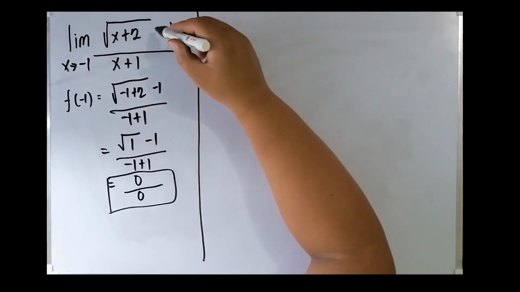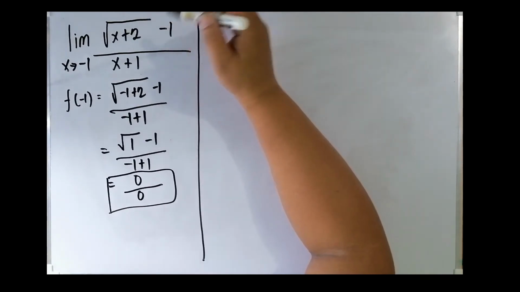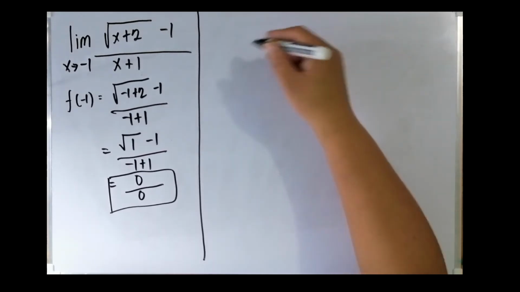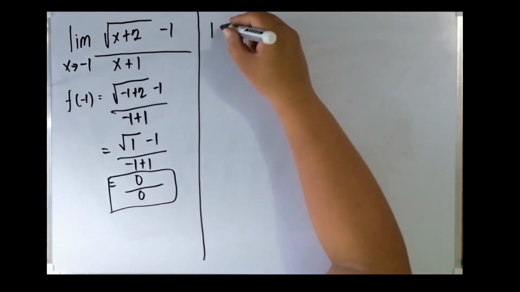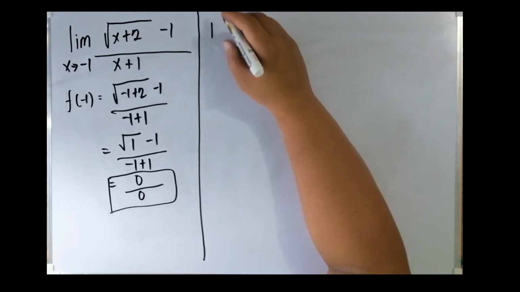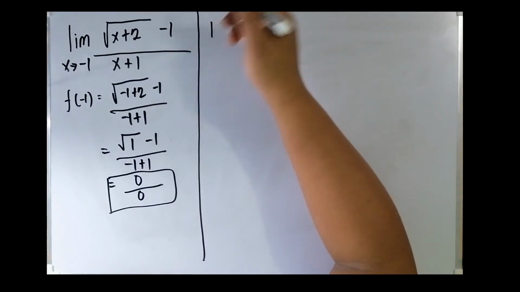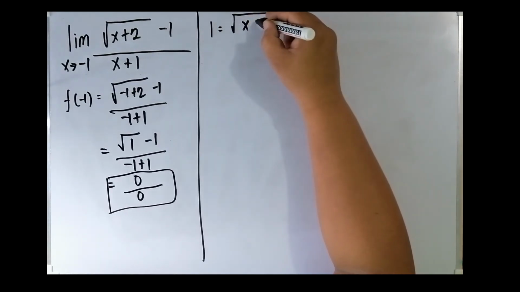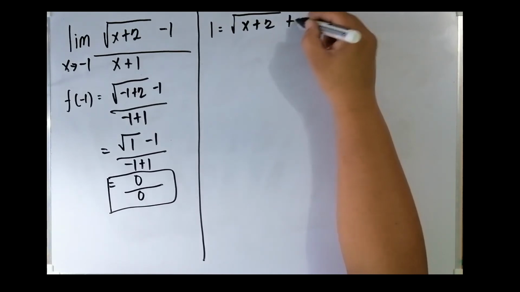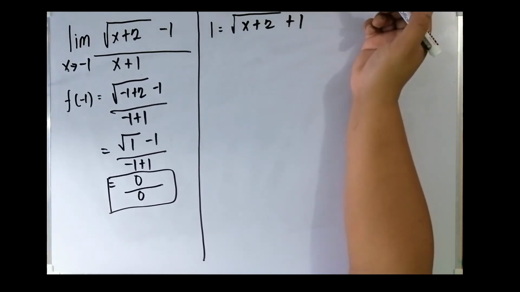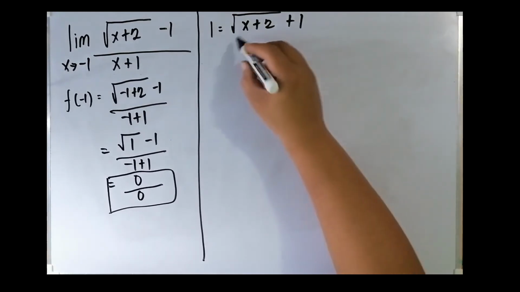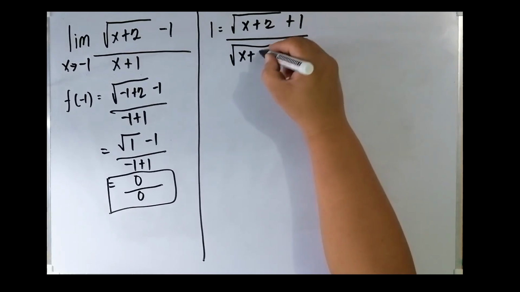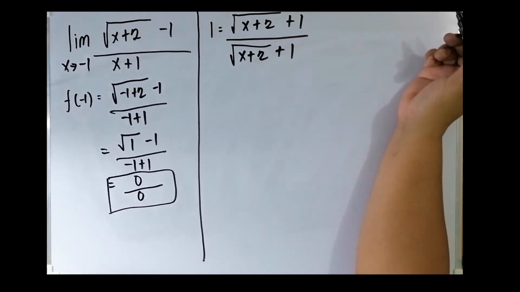Since mayroon tayong radical dun sa numerator natin, pwede tayong mag-multiply ng 1 dun sa numerator. Ang 1 na yon ay yung conjugate ng square root of x plus 2 minus 1. Ano yung conjugate na yon? So we have square root of x plus 2 plus 1. Ito yung conjugate natin. 1 na ba yan? Paano magiging 1 ito? Magiging 1 siya kapag dinivide ulit natin siya dun sa conjugate niya. So we have square root of x plus 2 plus 1.